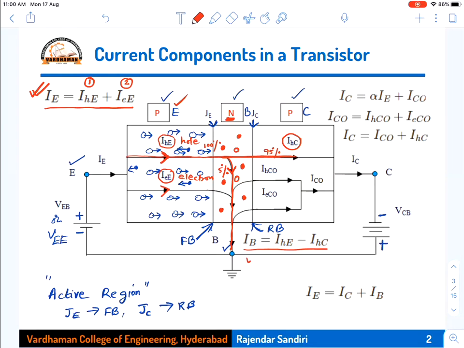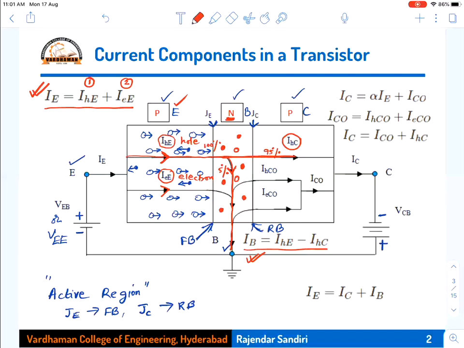So that is the base current. Base current is just a recombination current: the recombination of holes coming from the emitter with the electrons present in the base region constitutes a current called base current, equal to IHE minus IHC. IHE means the emitter hole current, minus the collector hole current. Collector hole current means those holes emitted by the emitter that are collected by the collector. But some of them are recombined in the base region. So IB is equal to IHE minus IHC. That is about the base current.